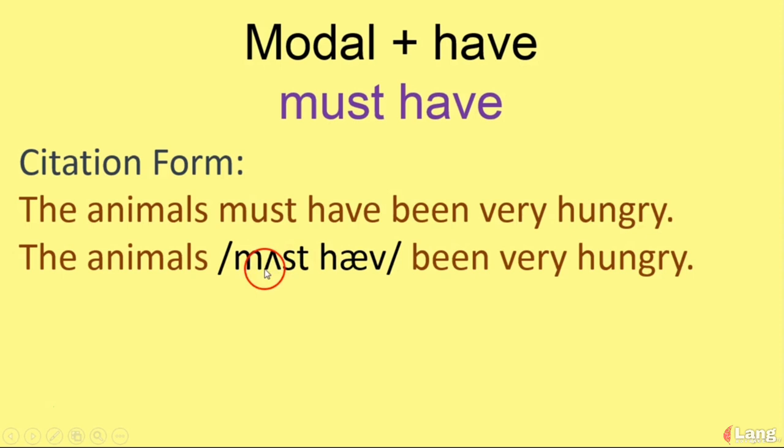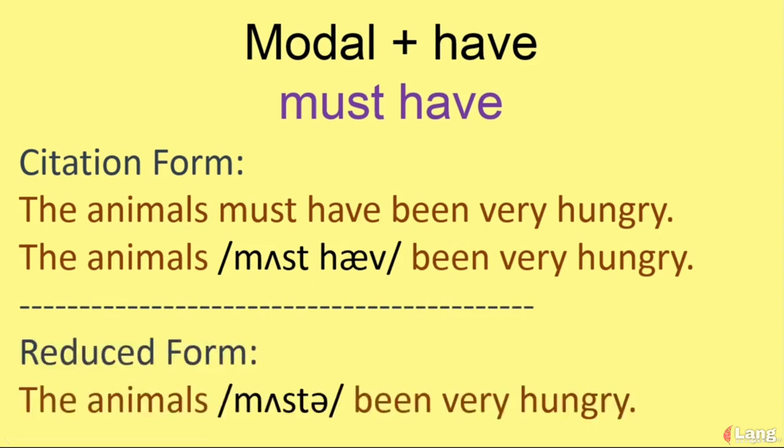The upside down V is pronounced and so we say must have, must have. However, in reduced form, must have becomes musta. The animals must have been very hungry. Repeat after me. The animals must have been very hungry.